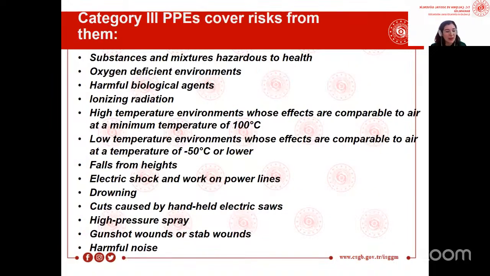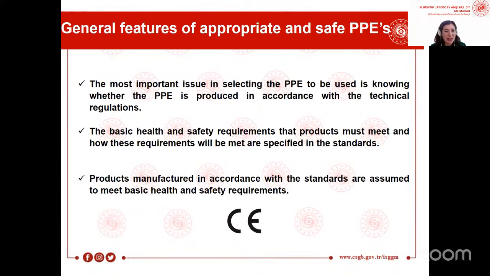For category 3, there are risks, substances and mixtures hazards to health, oxygen deficient environments, ionizing radiation, high temperature environments whose effects are comparable to air at a minimum temperature of 100 centigrade degrees, low temperature environments whose effects are comparable to air at a temperature of minus 50 centigrade degrees or lower, falls from heights, drowning, and so on. Now I want to explain about general features of appropriate and safe PPEs.